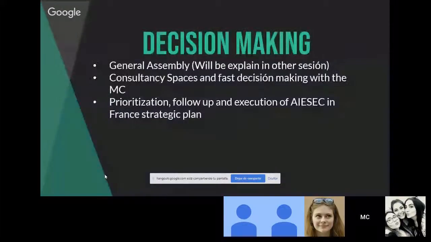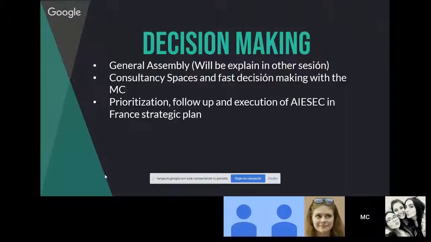So in terms of decision making, the first step is the General Assembly. General Assembly will be explained in another session. I think that is Saturday, and you will also be with me. So I will explain to you how a General Assembly works. But basically, the General Assembly is the space where you can literally change the compendium of ISEC in France or put mandates to any body of the national entity, meaning LCs or MC or special boards or whatever, in order to move forward the strategic and long-term plan of the organization.